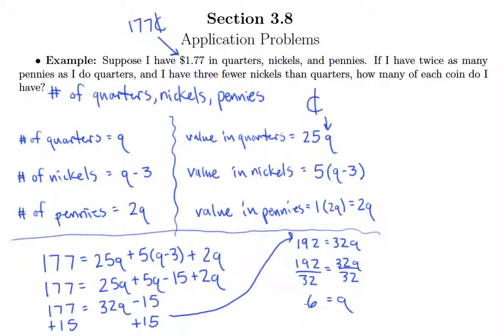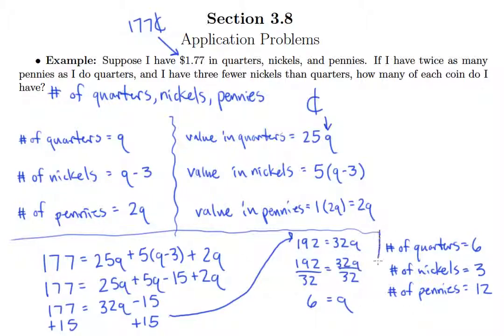But of course, now we have to go back and answer the question that's being asked. How many of each did we have? So we can say our number of quarters was 6. Our number of nickels, well, we took 3 away from how many quarters we had, so 6 minus 3 is 3. And then the number of pennies, take the number of quarters we have of 6 and multiply it by 2. So that would be 12. Make sure we answer the question that was actually asked of us.